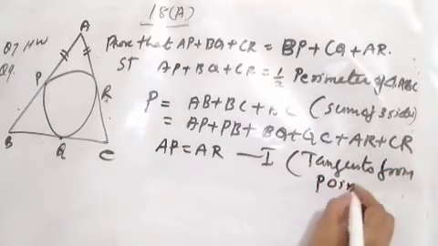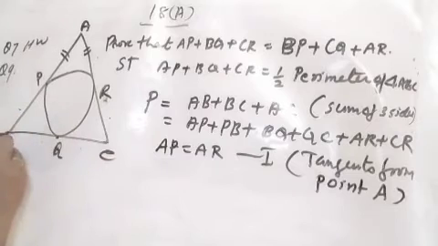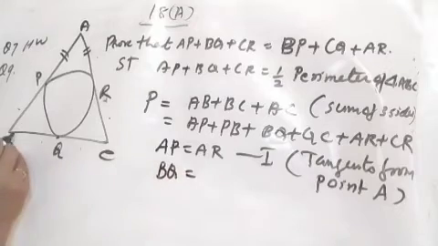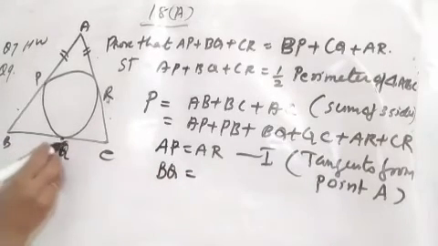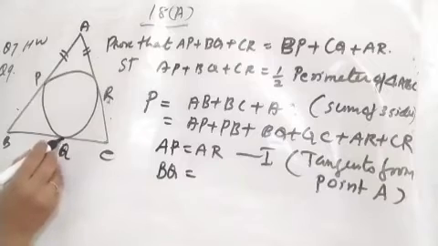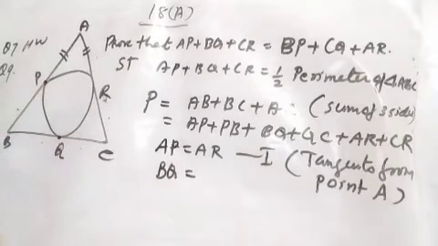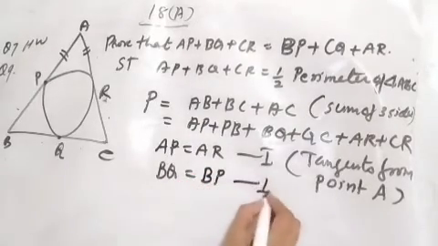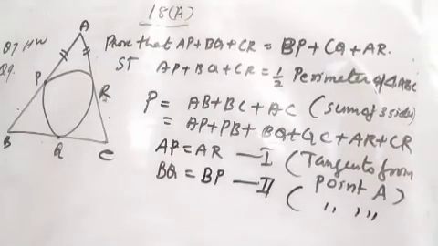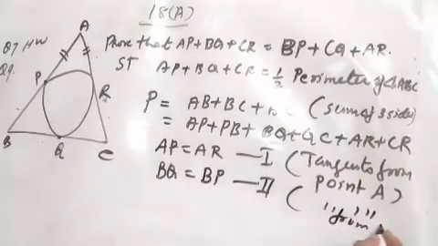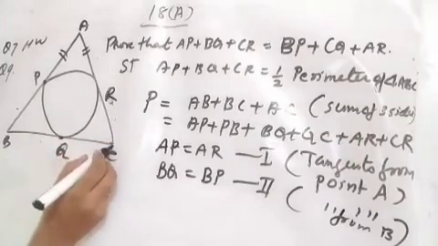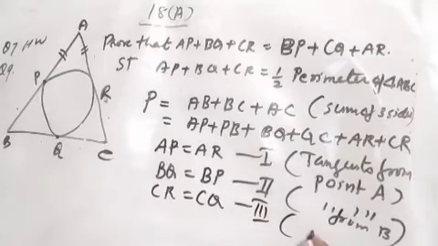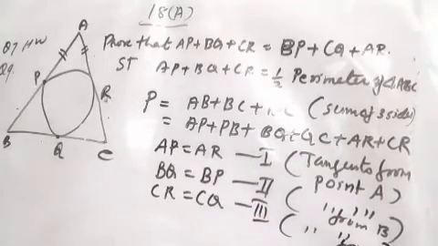Similarly, what about BP and BQ? Are they equal? Yes. BQ is a tangent to the circle which touches the side at Q. And BP touches the circle at P. So BQ equals BP. Same reason, from point B. Similarly, third one, CR and CQ. Are they equal? Yes. CR equals CQ. Same reason, tangents from the point C.